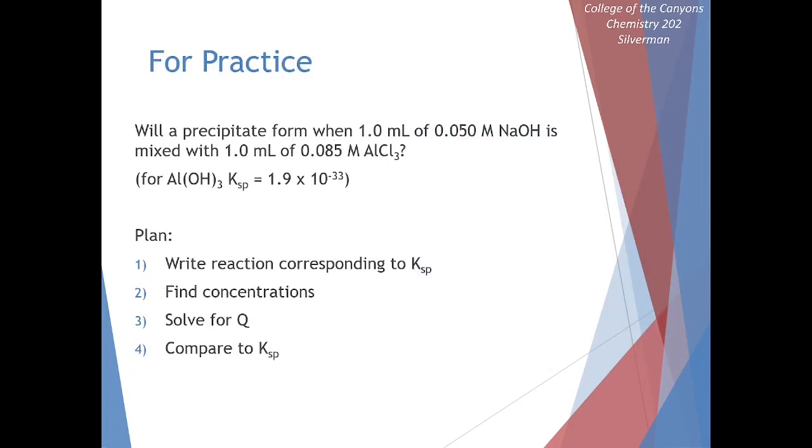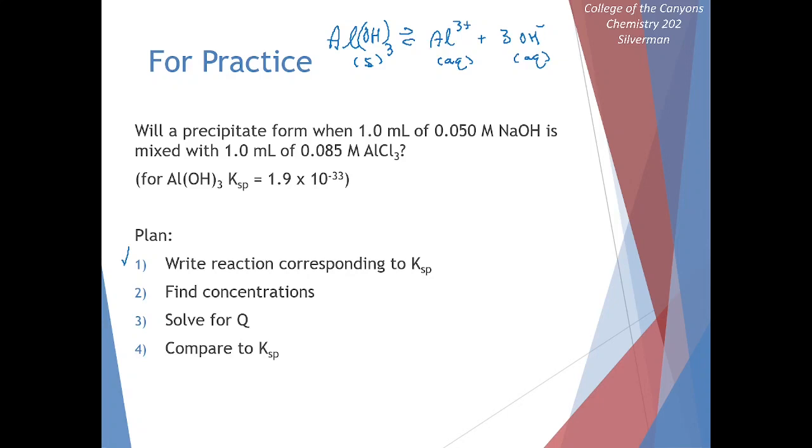Here's a calculation for us. Will a precipitate form when we have 1 mL of 0.05 molar sodium hydroxide and 1 mL of 0.085 molar aluminum chloride? We know the KSP value for aluminum hydroxide is extremely small. Are the concentrations here going to be high enough to form that precipitate? Step 1, we can write out our reaction corresponding to KSP, aluminum hydroxide forming aluminum and hydroxide ions.